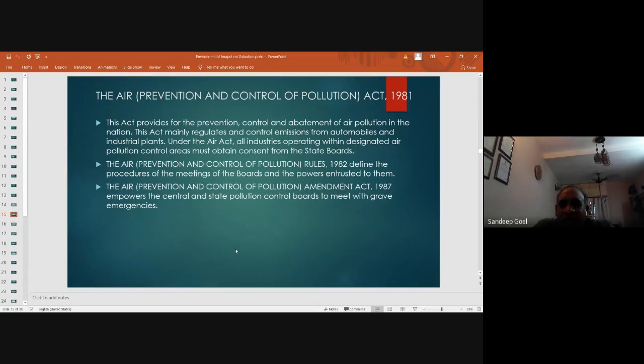The Air Prevention and Control of Pollution Rules 1982 defined the procedure for the meetings of the board and the powers entrusted to them. So, for the 1981 Air Pollution Prevention and Control Act, what is its aim? What is its objective? That has to be kept in mind, and how it operates. Clear.